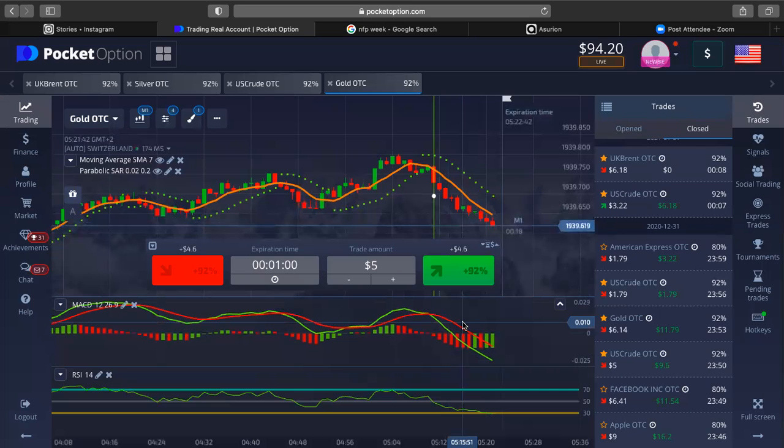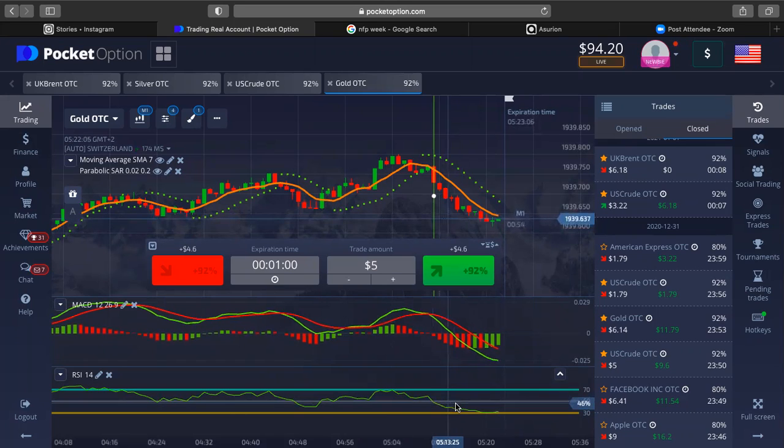Right? Now, after we see that our MACDs have crossed and our green is below our red and our red is above our green, going in a downwards direction, the next thing that we're going to look for is that our RSI, which is this indicator right here, is going down towards the 50, heading in the 30 direction. Is going down through the 50, heading to the 30 direction.